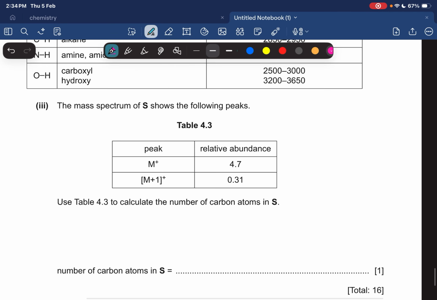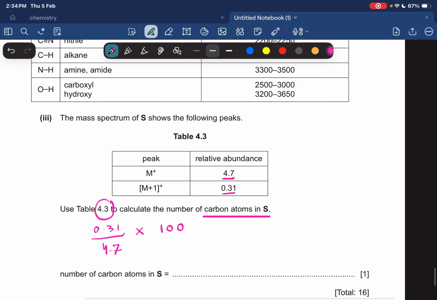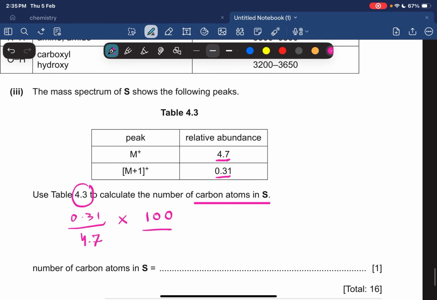Okay. The mass spectrum of S shows the following peaks. Use table 4.3 to calculate the number of carbon atoms in S. Okay, so what we're going to do, M plus 1, which is 0.31, divided by M, which is 4.7, multiplied by 100, divided by 1.1.